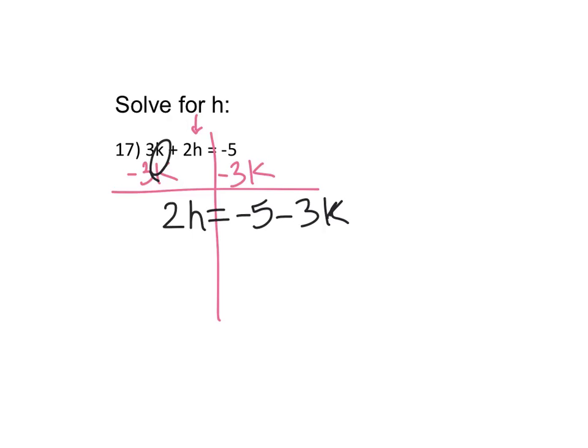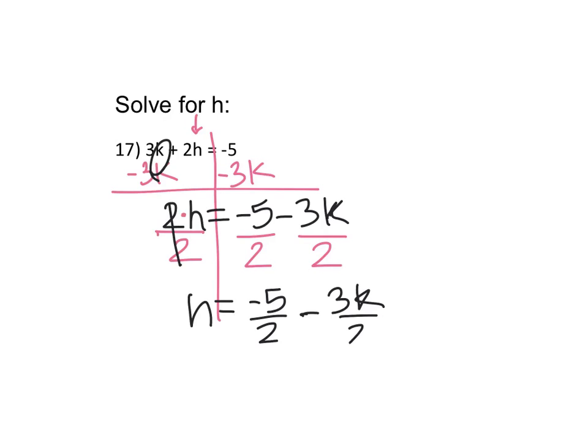To get the h and the 2 separated, we have to remember that multiplication is going on between them. So the inverse is to divide. Once again, every single thing will be divided by 2. That makes my 2's on the left reduce out to 1, leaving me with 1h is equal to negative 5 over 2, because that cannot be reduced, minus 3k over 2. Or, because they do have the same denominator, you could write it as h equals negative 5 minus 3k, all divided by the 2.